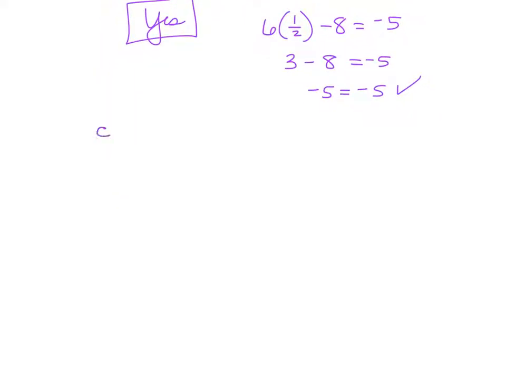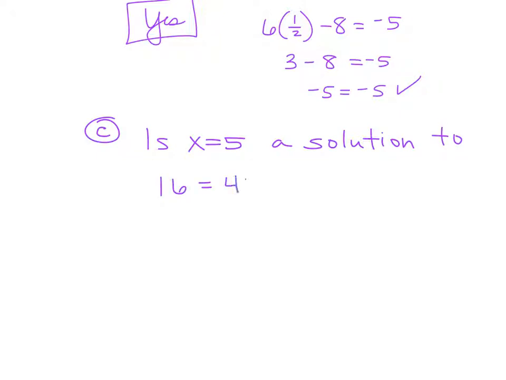Okay, last one of these. Is x equals 5 a solution to 16 equals 4x minus 4? What do you do? You're going to plug x in as 5, right? So if we set that up, 16 equals, what operation is happening between the 4 and the x? Multiplication. So times 5 minus 4.